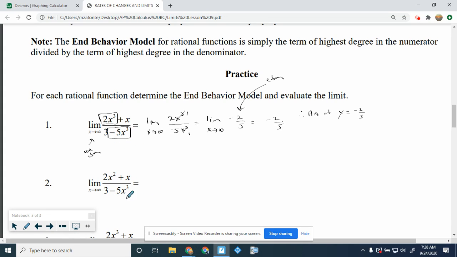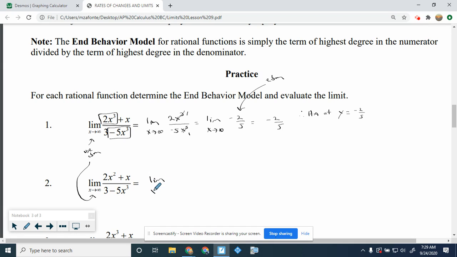All right, let's take a look at this one. Notice it's a very similar problem. The only difference is just this exponent here, but watch how it changes the game a little bit. Again, it's a limit to infinity, so that is the key that says we should use an EBM. So what would it be?